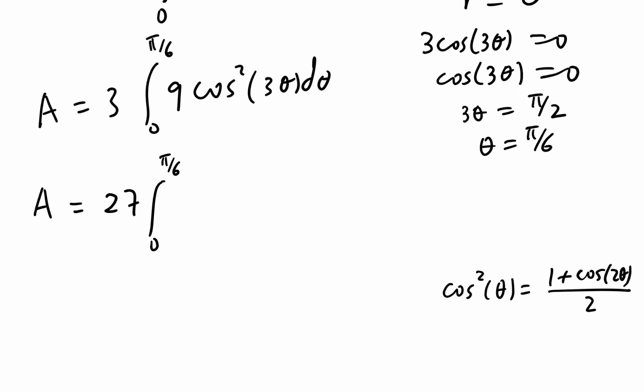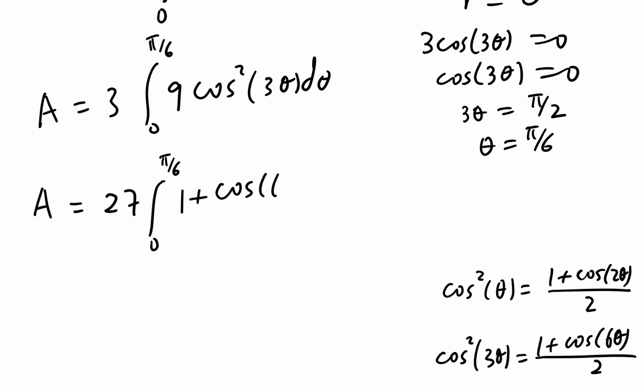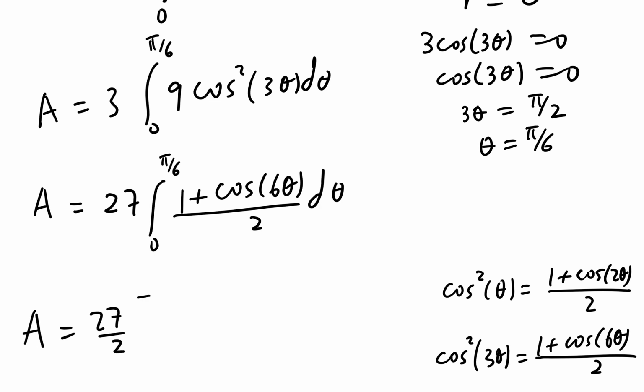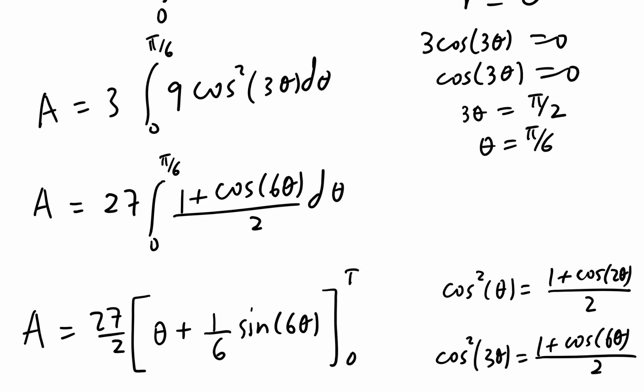But I have 3 theta instead, so you can multiply the angles by 3. So you got (1 plus cosine 6 theta) over 2. So then that goes here, (1 plus cosine 6 theta) divided by 2 d theta. So A is 27 over 2. The integral of 1 is theta, plus the integral of cosine 6 theta, which is 1 over 6 sine 6 theta, from 0 to pi over 6.